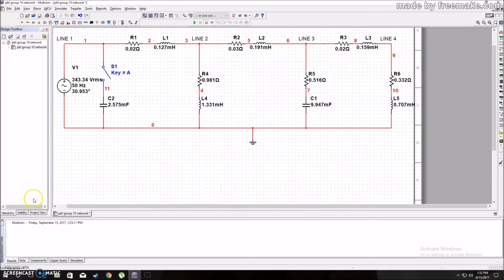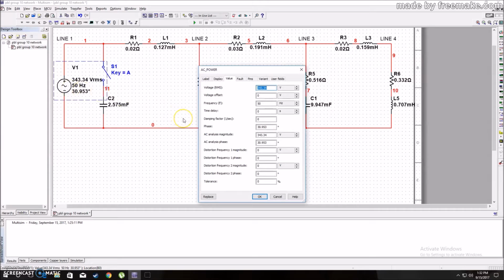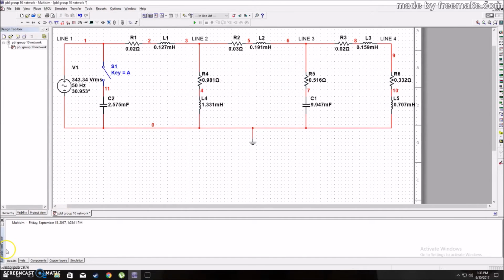But to use the single frequency AC analysis, firstly we must set the AC analysis magnitude and AC analysis phase at the voltage supply. For example, my group has set the AC analysis magnitude at 343.34 volt, while the AC analysis phase at 30.953 degree.